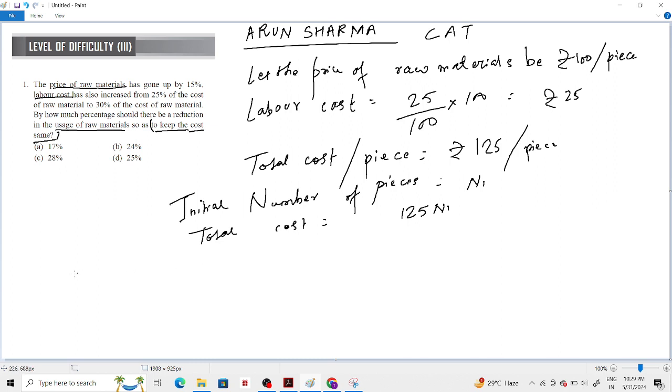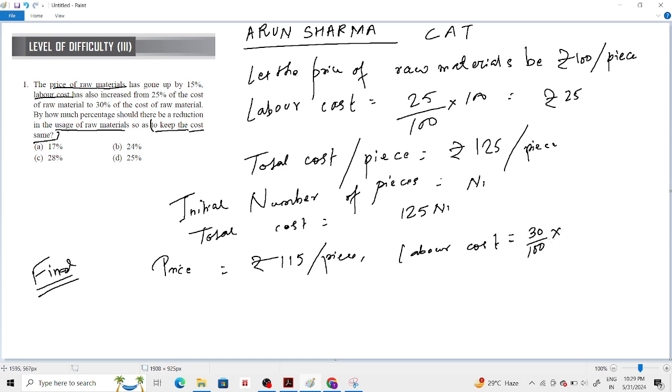Now the cost is increased, so final. So in the final case, the price of raw material has increased by 15%. That means it has become 115 per piece. Okay. What about the labor cost? The labor cost has gone up to 30% of the cost of raw material. So the new labor cost is 30% of 115. So if you reduce this, we will get 34.5.